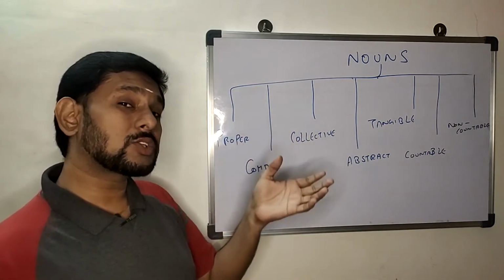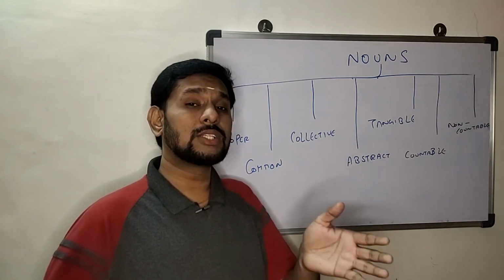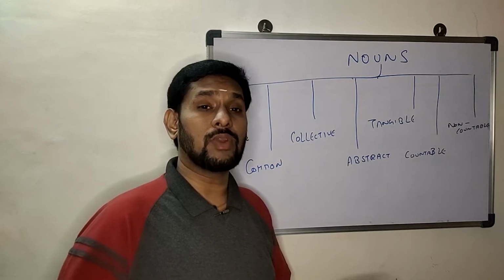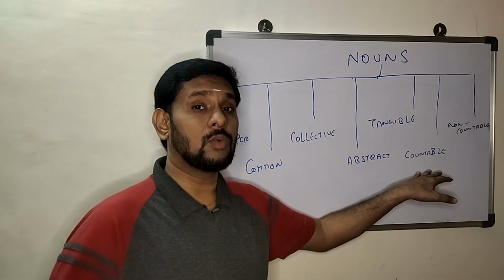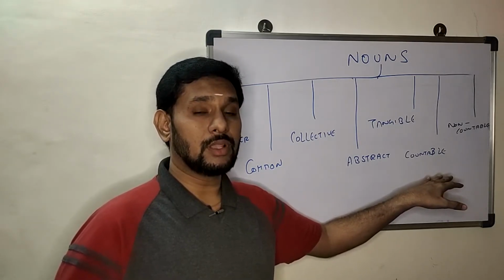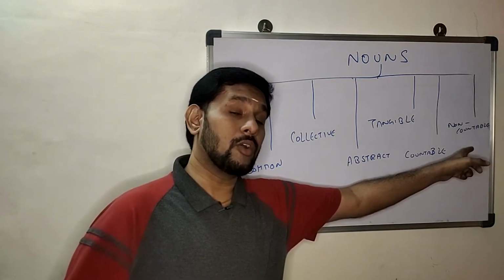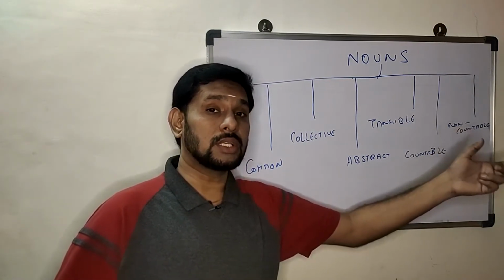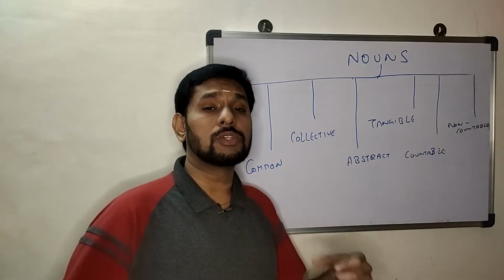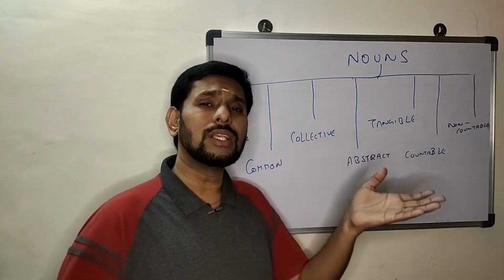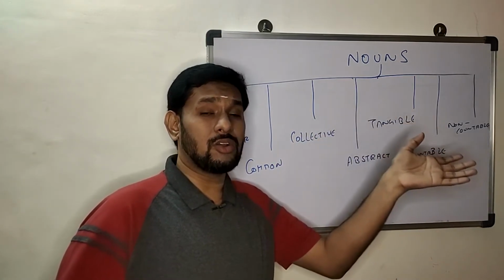And the easiest way to identify whether a noun is countable or non-countable is to try and frame a question with that noun. For example, wherever you are able to prepare a question with how much, the quantity, then that becomes a non-countable noun. How much is this? How much money do you want? How much salt do you want? How much sugar do you want? All these things, right? How much milk do you want? Now, all these things are non-countable.